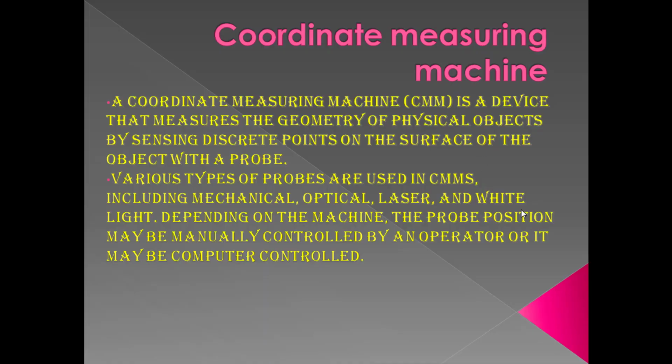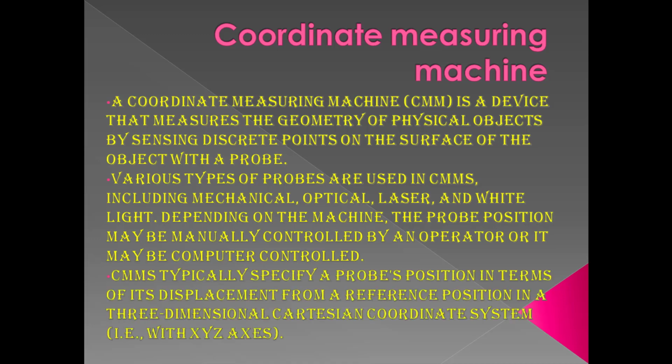So depending on the machine, the probe position may be manually controlled by an operator or it may be computer controlled. What this sentence says is that the coordinate measuring machine is run by the computer, its own operating system or software that is made especially for this measuring device.